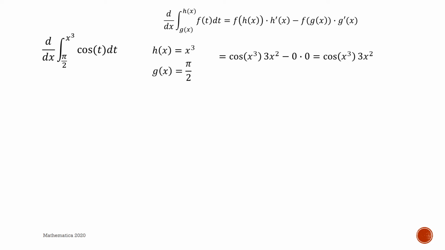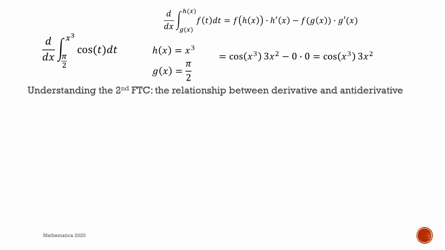It requires a little bit more steps, but I think that this formula is the best way to evaluate the second fundamental theorem of calculus, especially when your upper limit is something other than x. So now, let's put it all together. Let's try to understand the second fundamental theorem of calculus and the relationship between the derivative and the antiderivative and, well, the function itself. So let's take a look.